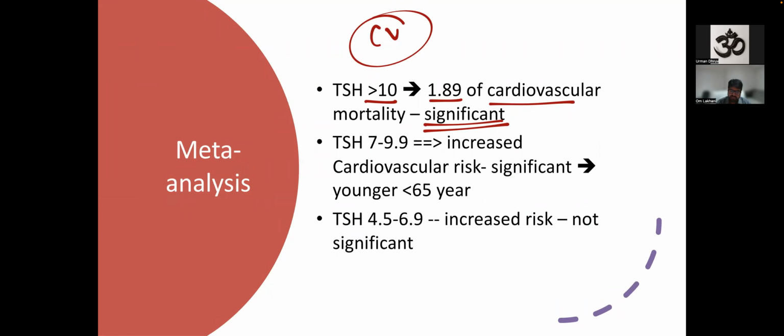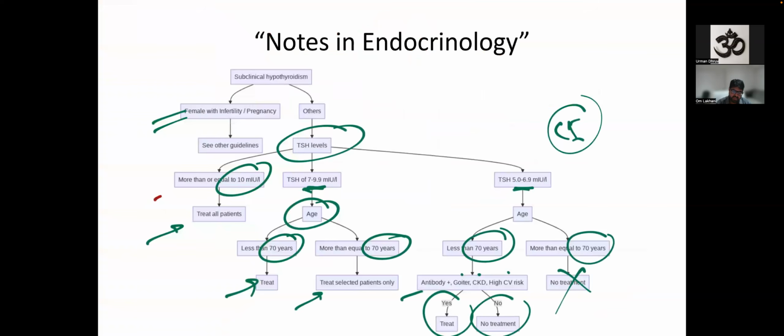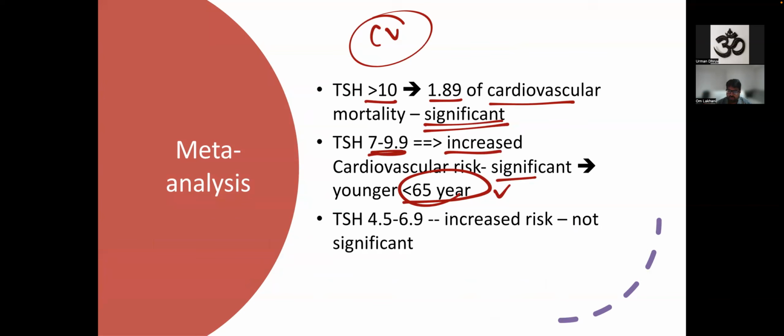And if the TSH is between 7 to 9.9, you have increased cardiovascular risk, which is significant only in younger patients, right? So the increased risk is limited to younger patients. In older patients, the cardiovascular risk is not that significantly increased. So if you have TSH of 7 to 9 in young patients less than 70, you should consider treating from the cardiovascular point alone.